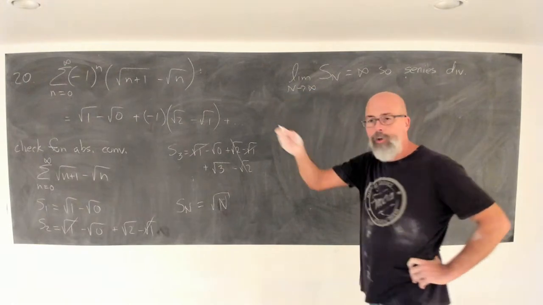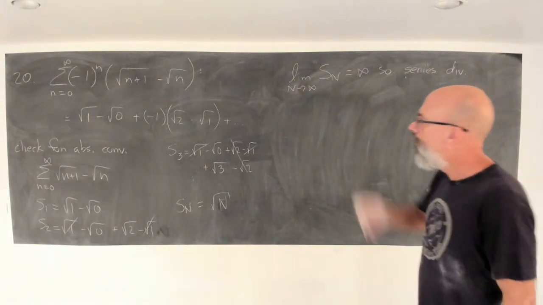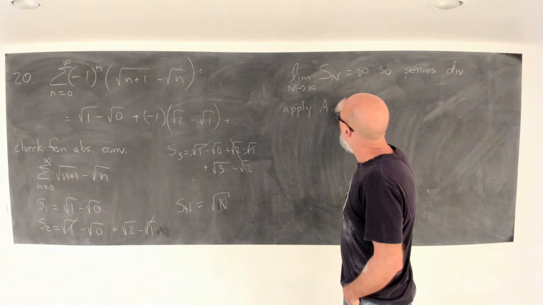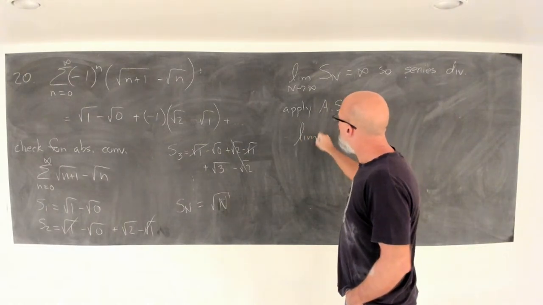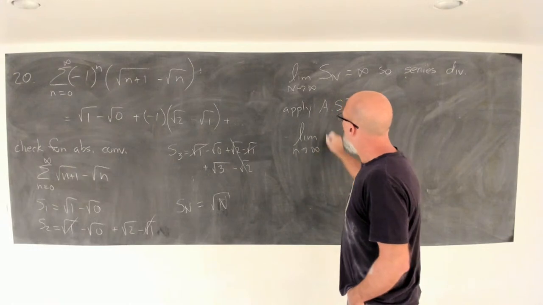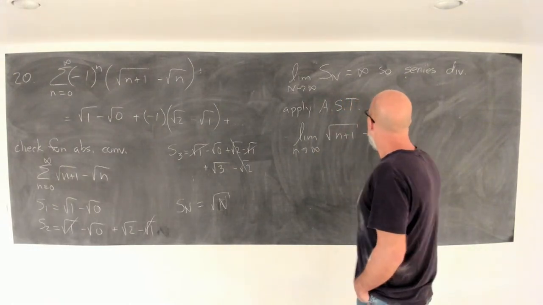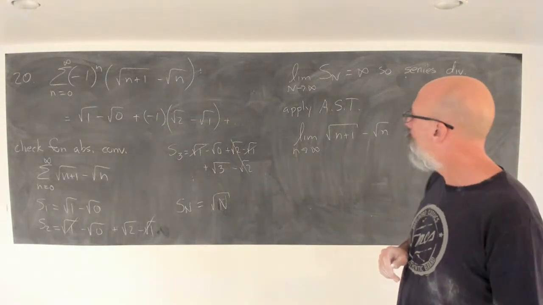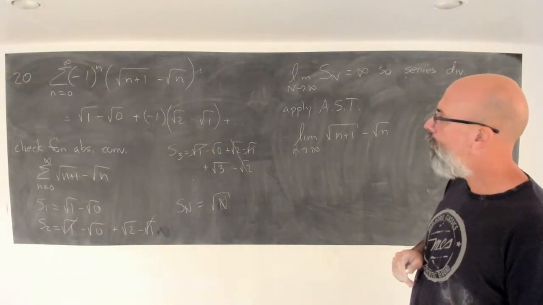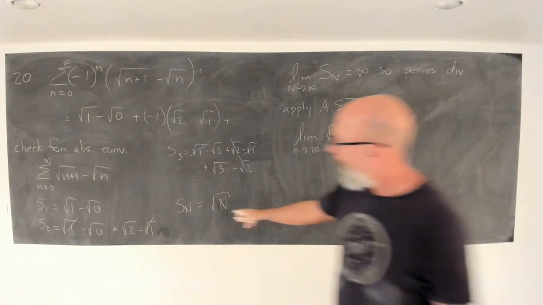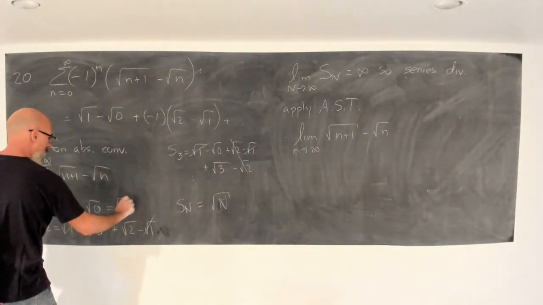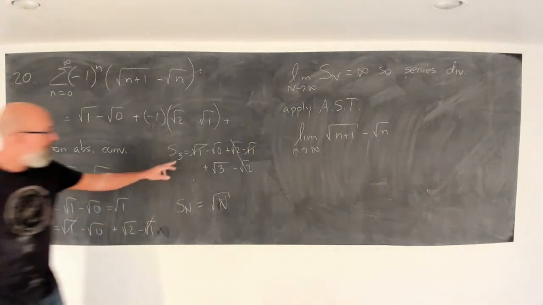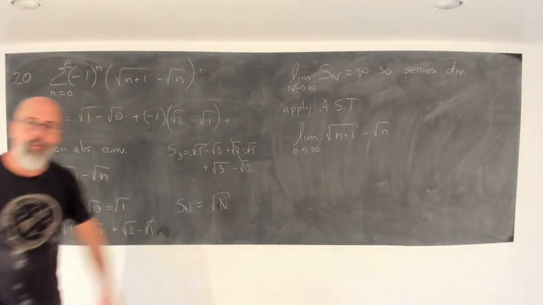And in any case, in the alternating series test, we still have to find the limit. So let's observe what is happening to this business. Is it not root of n plus 1? I claim it's root n, right? In S1, it was root 1. In S2, it was root 2. In S3, it was root 3. In Sn, it's root n.